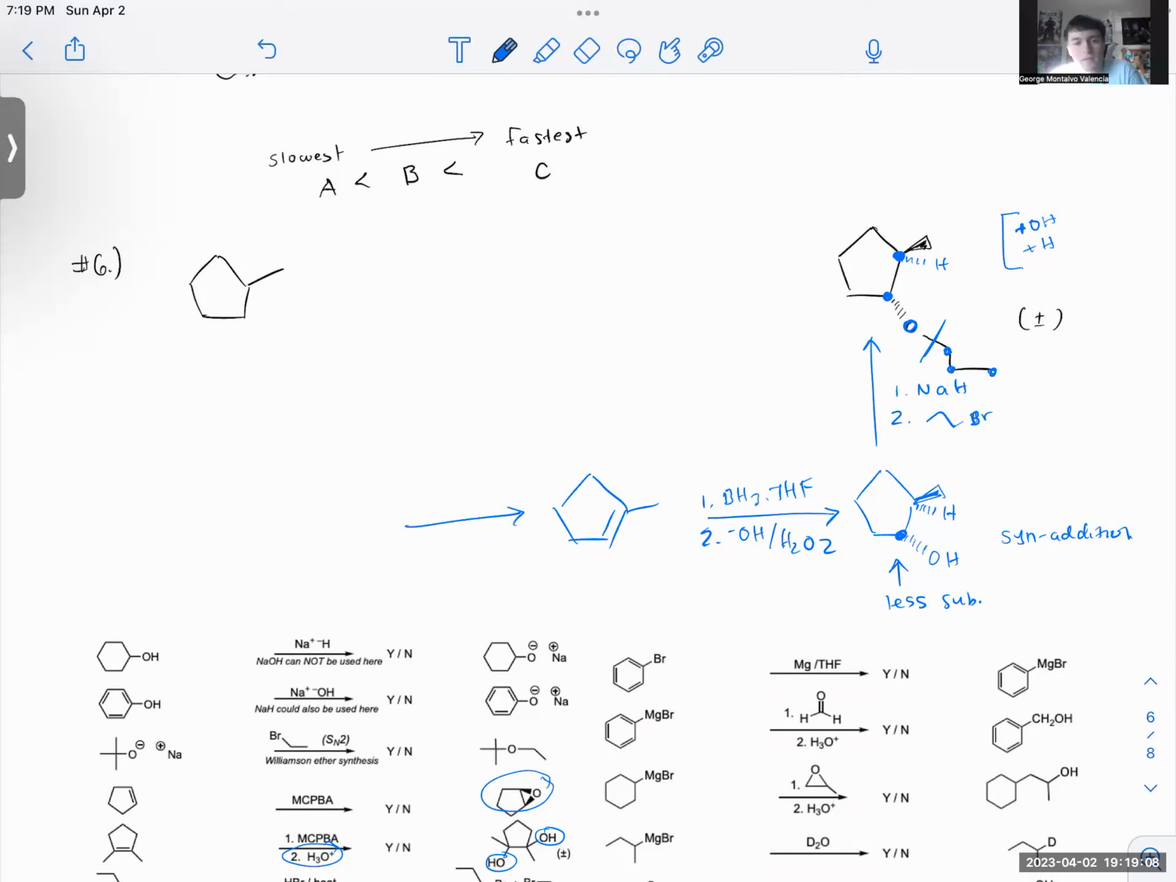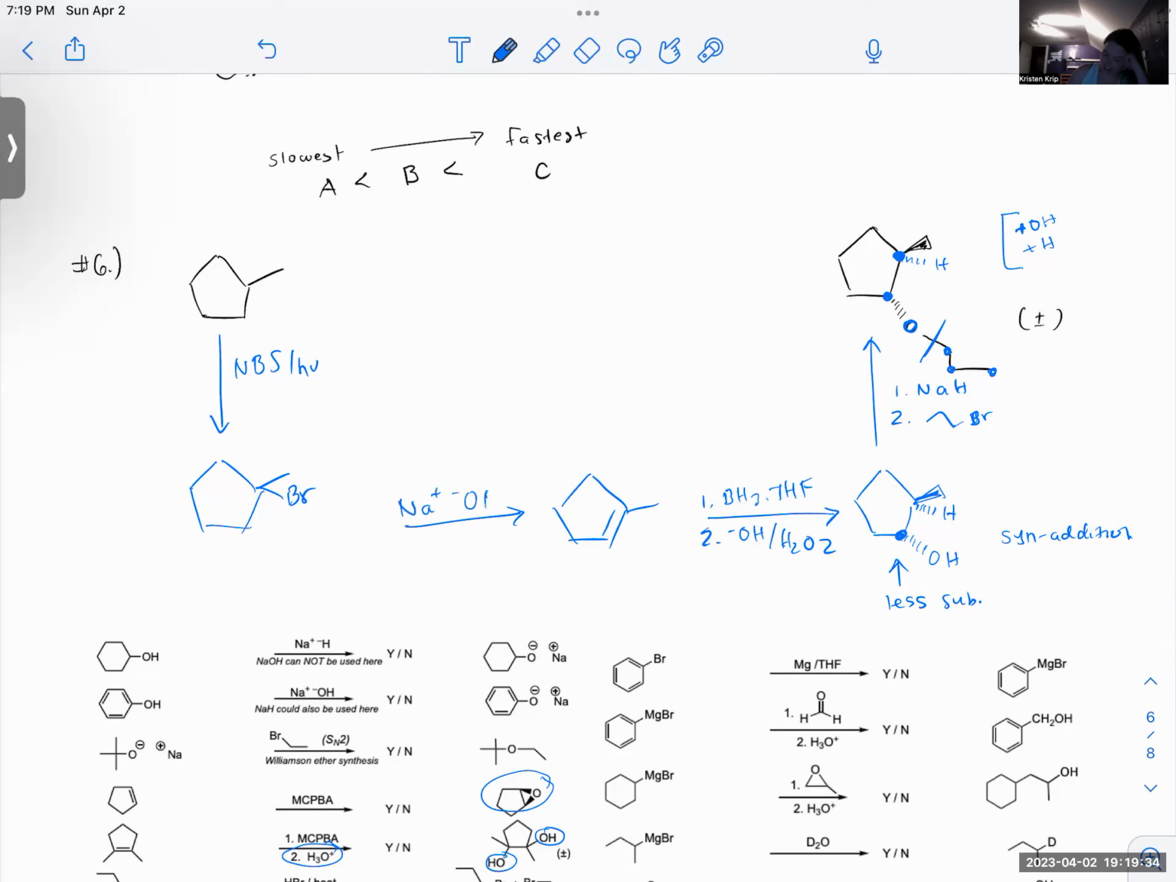Or like with NBS and light, just sticking it in between where the... let's do that standard. So we've got NBS and light. That's going to throw a bromine on here. And how do we end up with the double bond? It would be Na+ -OMe, right? So a non-bulky base, right?